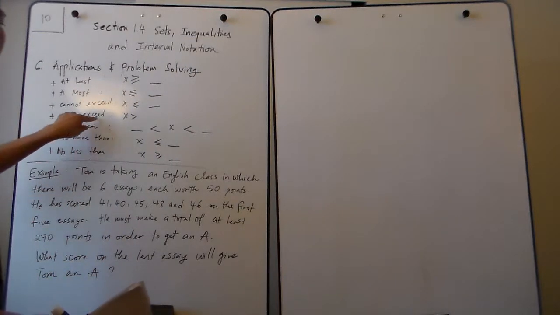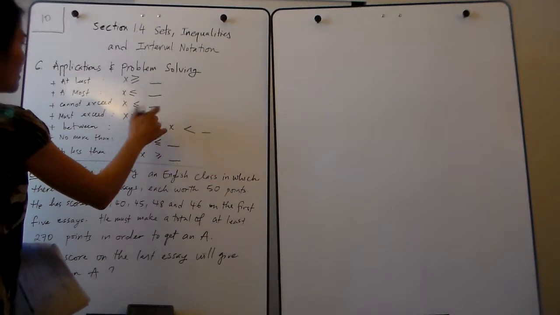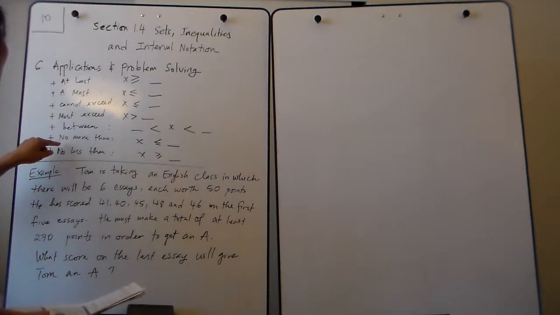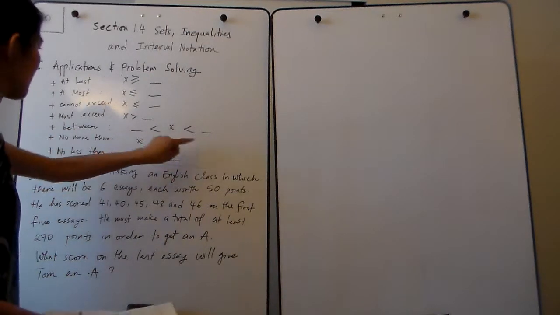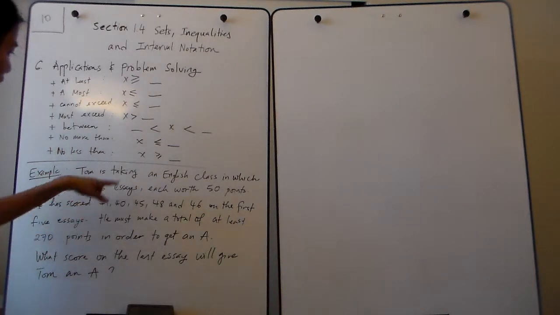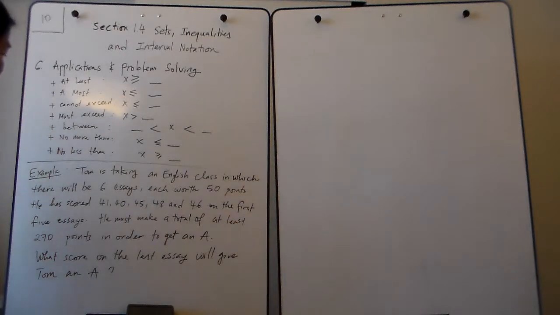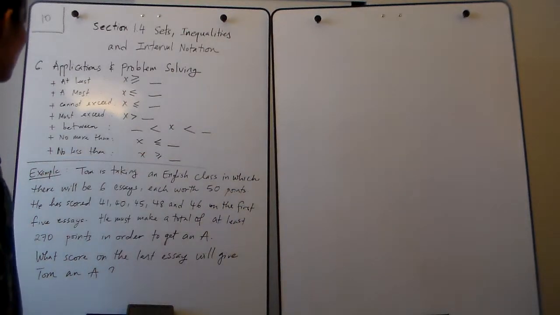Or X must exceed some amount, so we'll have X greater than some value here. Or X is between, we'll write X in between some amounts. Or X no more than some amount, we'll have X less than or equal to. The last case is X no less than some amount, we'll have X greater than or equal to some amount.